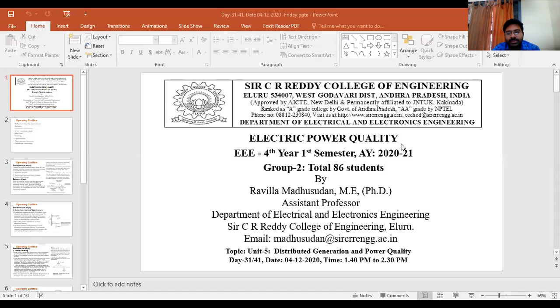So in the previous lectures we discussed so many things regarding distributed generation and other topics. Now we are in the middle of the topic of operating conflicts in the power system due to the addition of some distributed generating units in the power system. We have already discussed some topics about this one, and in the remaining part we'll see this.